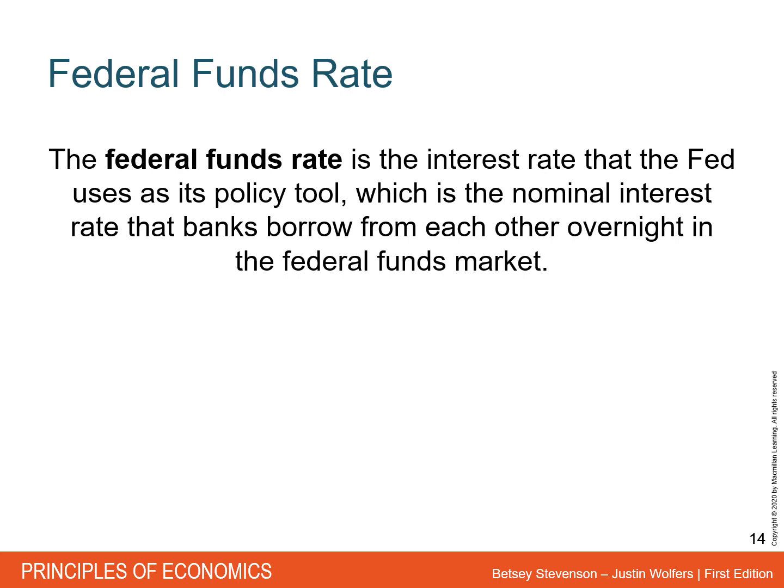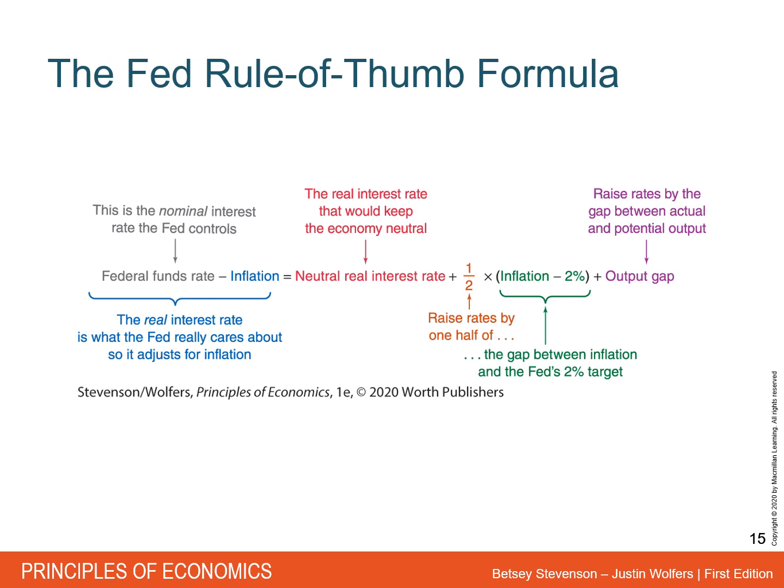So this federal funds rate will heavily influence how much our market interest rate is. All right, so there's a formula for the federal funds rate. Your federal funds rate minus inflation equals the natural real interest rate plus half times inflation minus 2 plus the output gap. So this is a lot of numbers here. I promise you, if you see this, you will only see it on the quiz. You won't see it on the test. Okay, so just something you need to know where to find it in your PowerPoint.